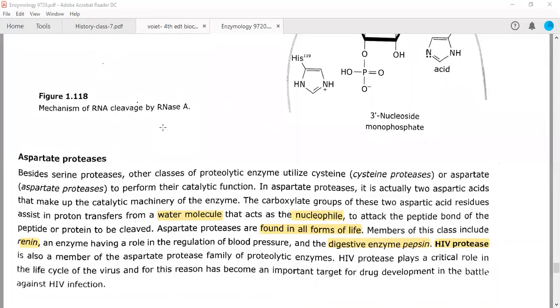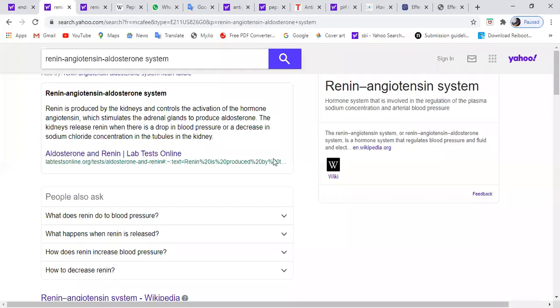So we will discuss some of the applications. First of all, this is called the renin angiotensin aldosterone system. There are three words. Renin is an enzyme, an aspartate protease. Angiotensin, a mechanism of regulation of blood pressure, and the one important aldosterone.